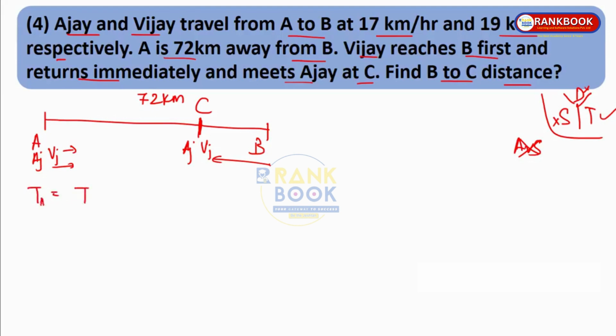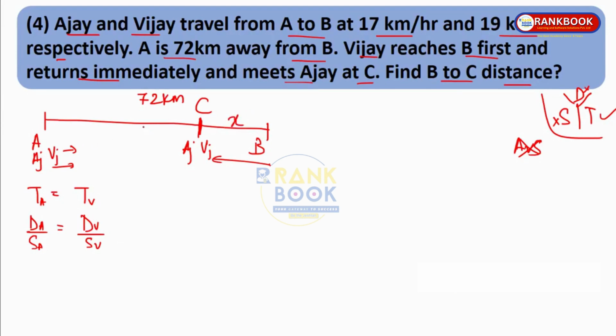So let's write: time for Ajay is the same as time for Vijay. What is time? Time is nothing but distance upon speed. Distance of Ajay upon speed of Ajay equals distance of Vijay upon speed of Vijay. Both these are equal. Now, what do we have to find? We have to find the distance B to C. We do not know the distance. Let us assume the B to C distance is X kilometers, right?